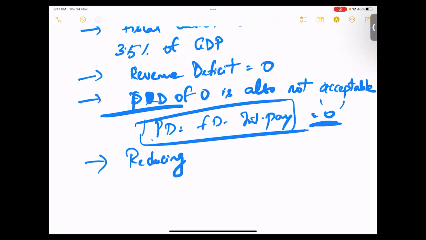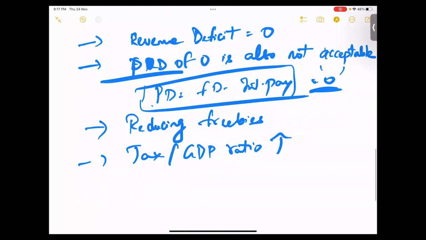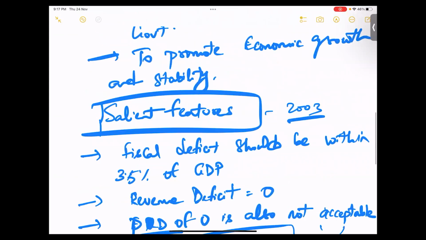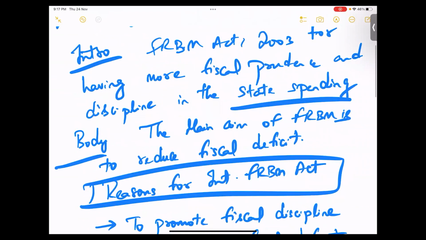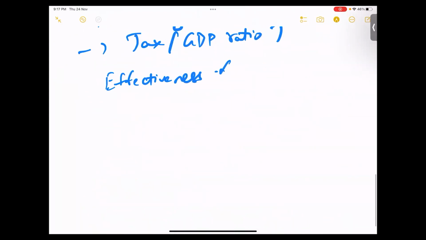Reducing freebies and improving tax to GDP ratio. So these are the salient features. Then what is the last part of the question? Effectiveness. So how effective has the FRBM been? That is what they are asking.